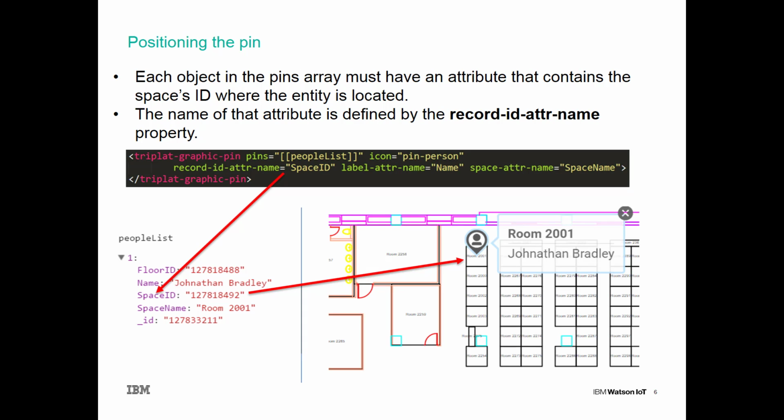The record ID attribute name property must be set to the attribute that contains the space ID where the entity is located. In this example, the record ID attribute name property is set to spaceId, and the spaceId attribute in the object contains the ID where Jonathan is located.